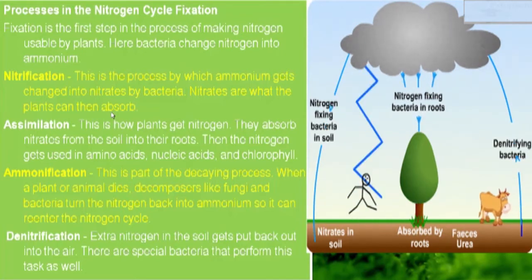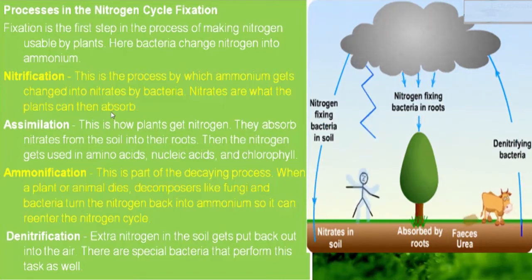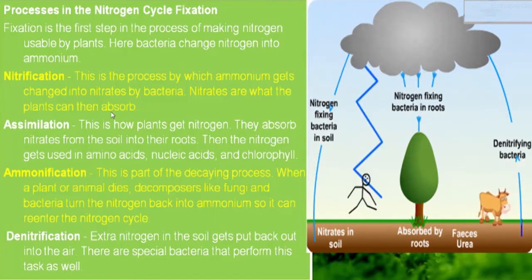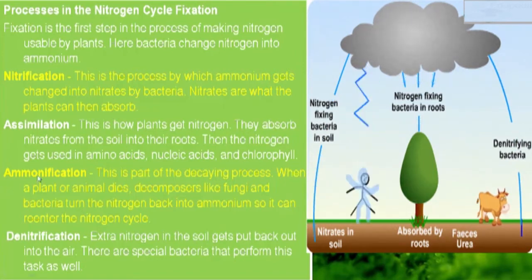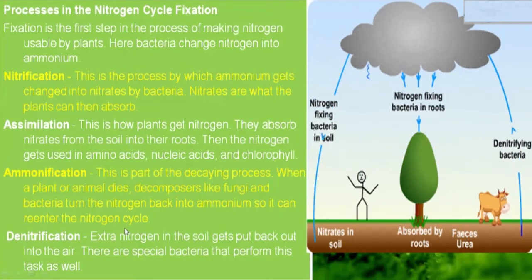Okay. Now comes the assimilation part. Assimilation, this is how plants get nitrogen. They absorb nitrate from the soil into their roots. Then nitrogen gets used in amino acids, nucleic acids and chlorophyll. Then comes ammonification. Ammonification is part of the decaying process. When a plant or animal dies, decomposers like fungi and bacteria turn nitrogen back into ammonia, so it can re-enter the nitrogen cycle. This is as simple as that.